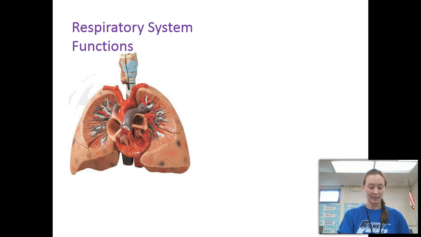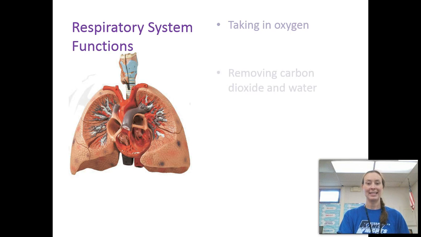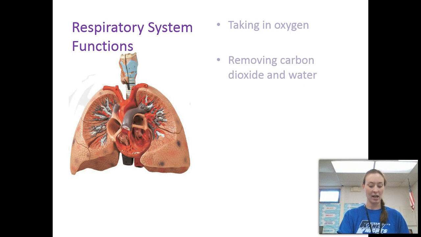The respiratory system has several functions. The first is taking in oxygen, and we take in oxygen from the air around us, and your body uses the oxygen in a process called respiration, or you'll sometimes hear it called cellular respiration. Respiration is different from breathing. I know it sounds like breathing, but they're completely different. Respiration is a chemical reaction that changes oxygen and glucose in your body into energy that your body needs.